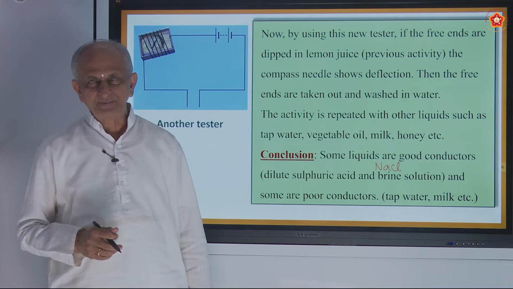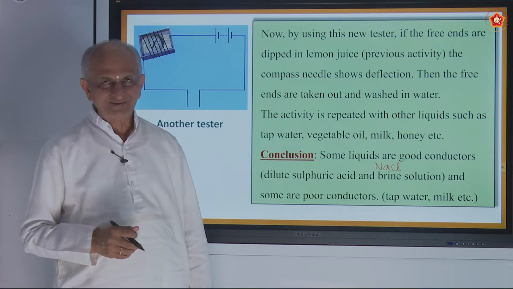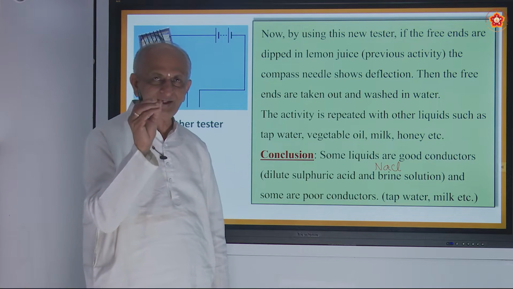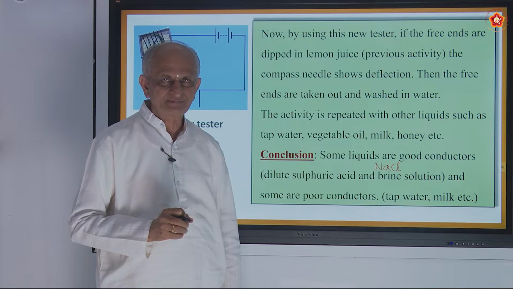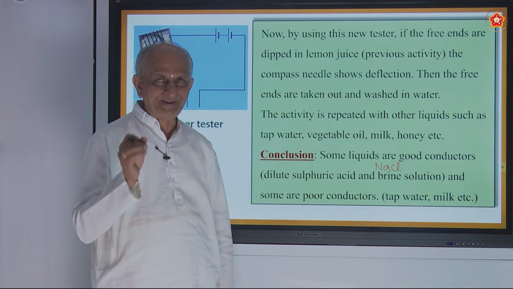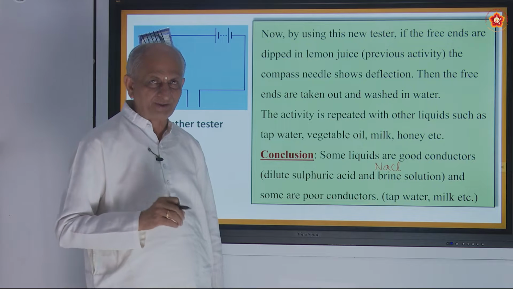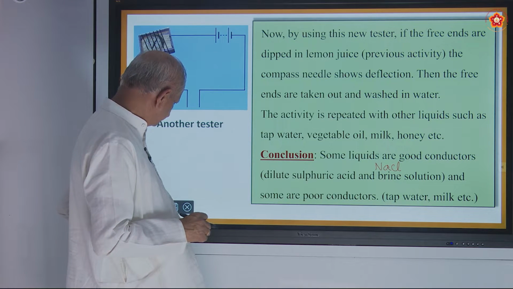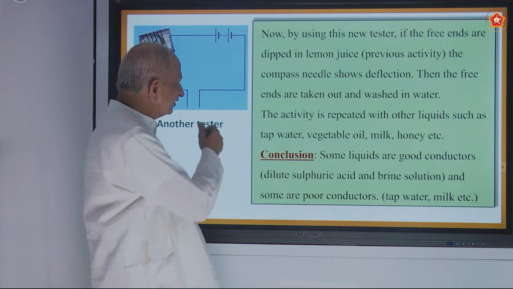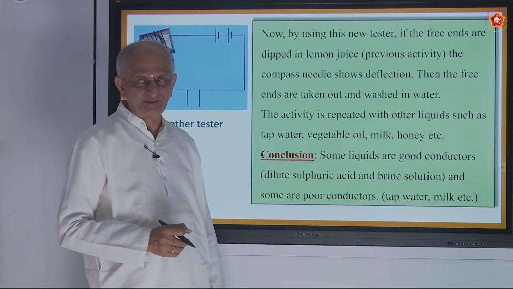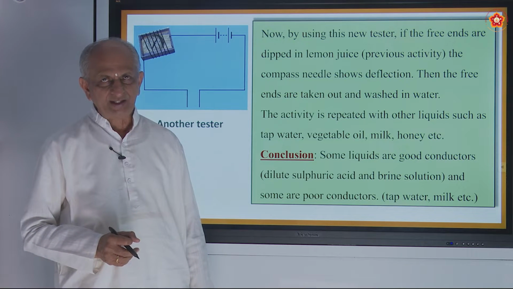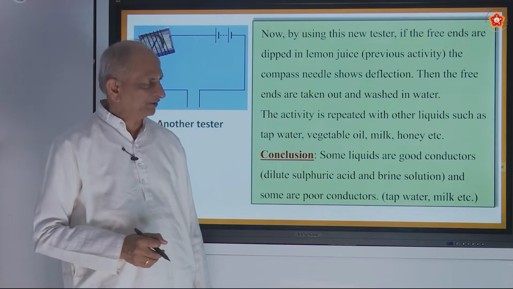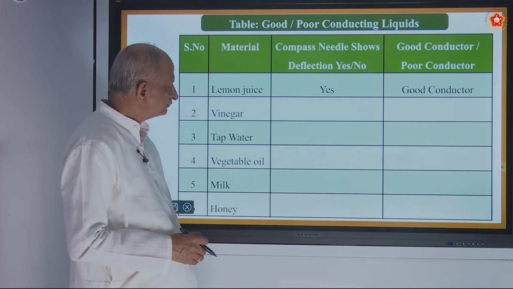How does tap water become a conductor? Because it will invariably contain some minerals in it, and those minerals will allow the flow of electrons. Hence it becomes a conductor. That is why this tester is very sensitive, it can detect the presence of a small current also.